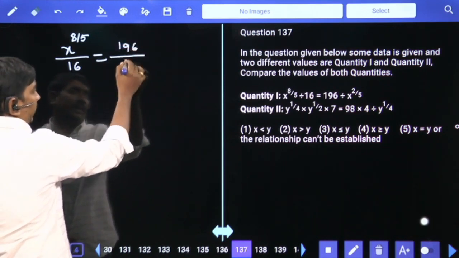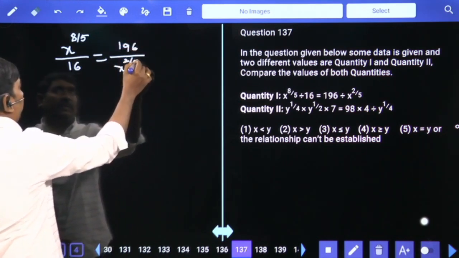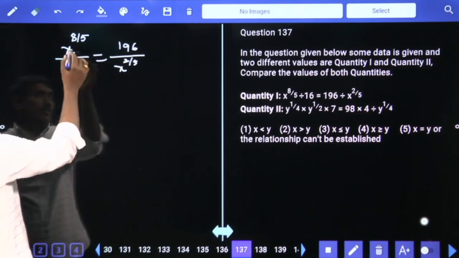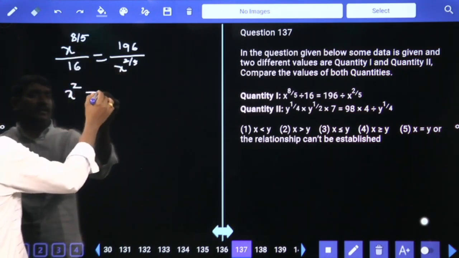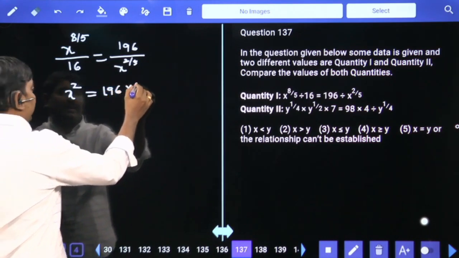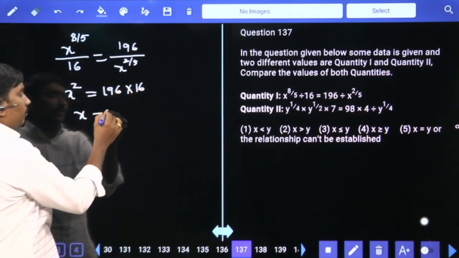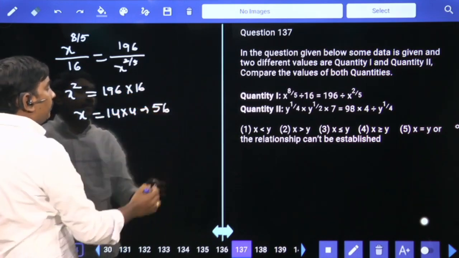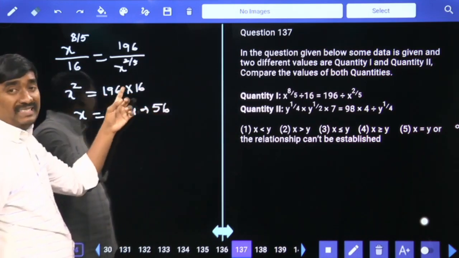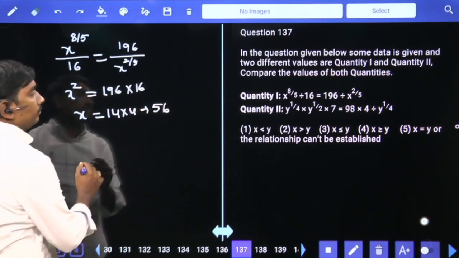196 divided by x power 2 by 5. Cross multiplication. x power 8 by 5 plus 2 by 5 means x power 10 by 5, which means x square is equal to 196 into 16. x is equal to 14 into 4, 56. Why? Because 14 square is 196, 4 square is 16.